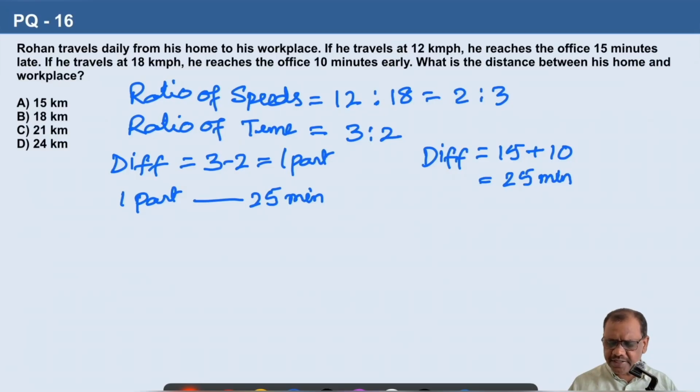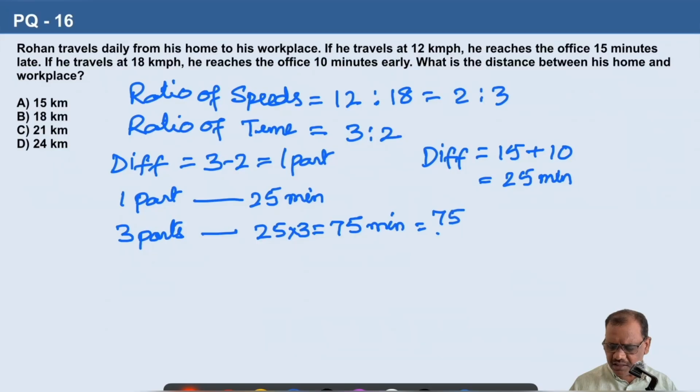And we have to find out the distance here. To find out the distance, we should know the time. So the time, 3 parts, we will find out. That is the time taken at a speed of 12 kilometers per hour. So 3 parts is 25 into 3, that is 75 minutes, which is 75 by 60 hours.